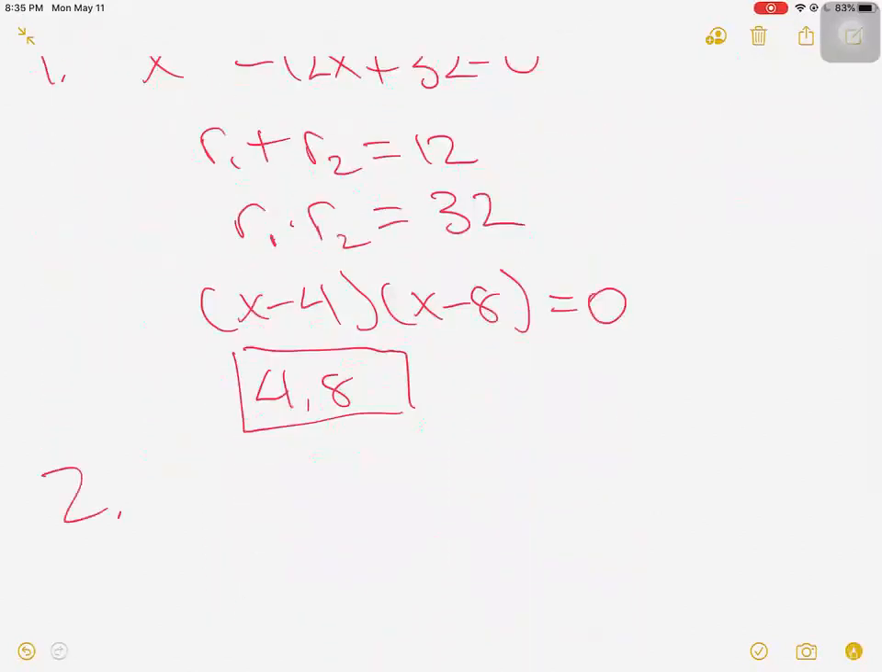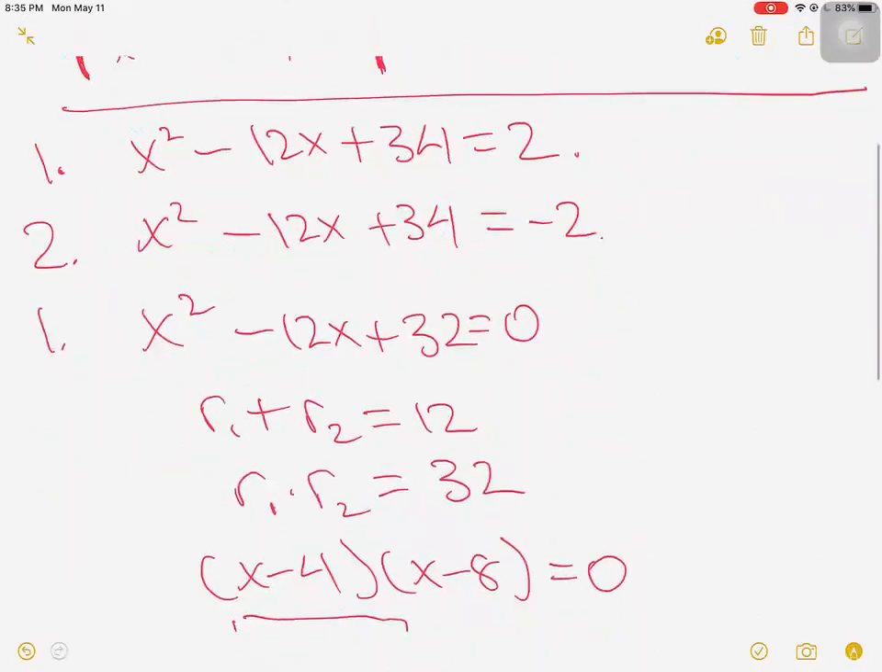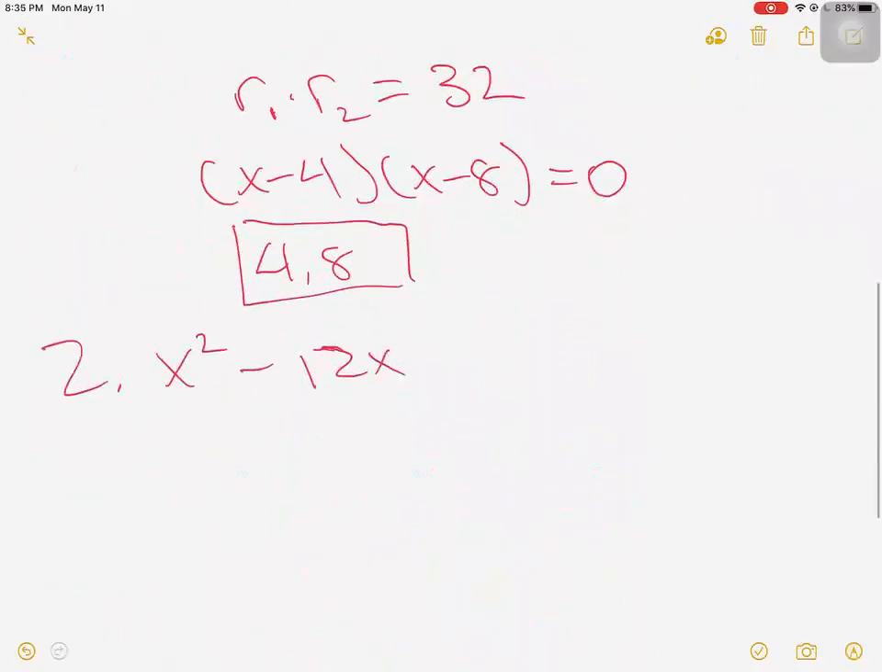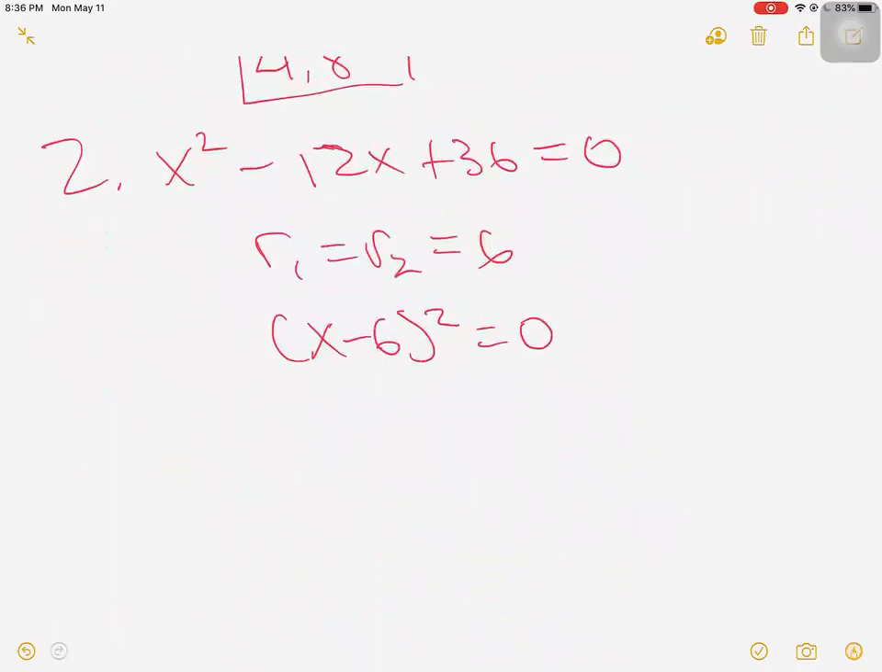And now we have to go to our second case, which is just x squared minus 12x. So we add the 2 this time. So we get plus 36 is equal to 0. And you can recognize this as a perfect square, or you can just do the same process again. But we'll just get r1 equal to r2 is equal to 6. So this is just equal to x minus 6 squared. So the only root to this equation is 6, since it's counted 2 times.